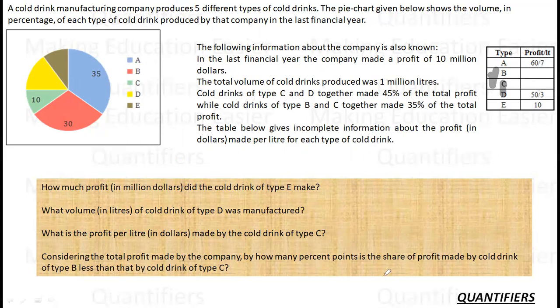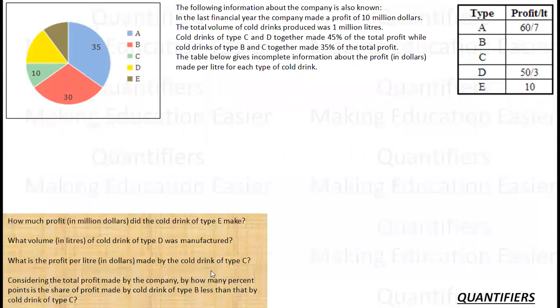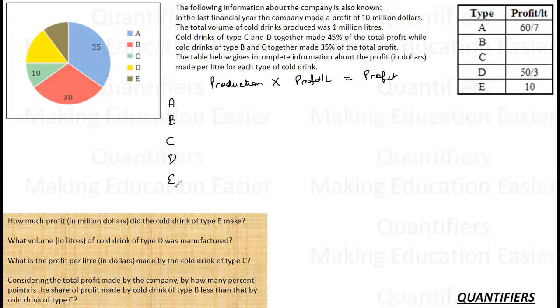So let us just try to write whatever we have and then we will try to move ahead. If I talk about C, production into profit per liter will give me profit, right? Basic part. And we have to find it for A, B, C, D, and E. We have to find this for 5 things, right?